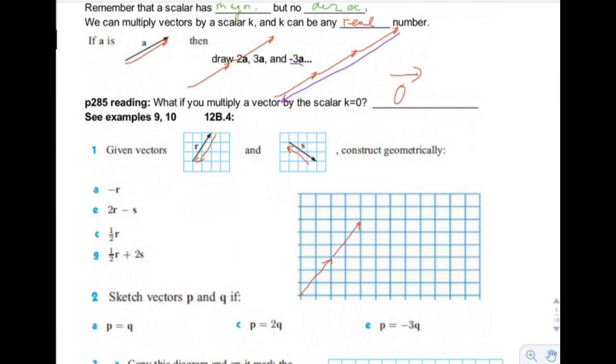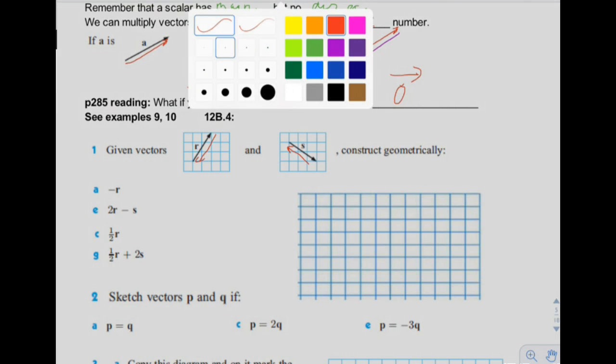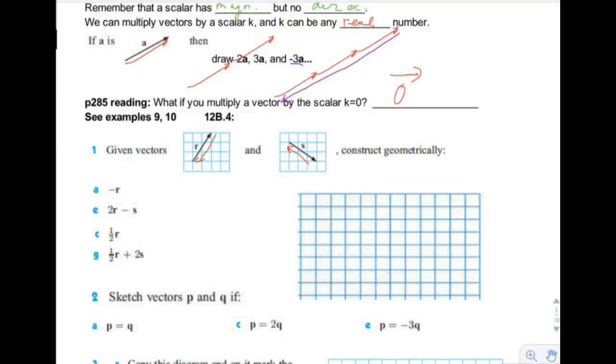Oh, you know what? I wanted to draw these with a different color because red to me kind of means negative. So let me do this again. So 2r would be 1, 2, and then minus s would be like that. So the resultant vector of 2r minus s would be the orange one here.